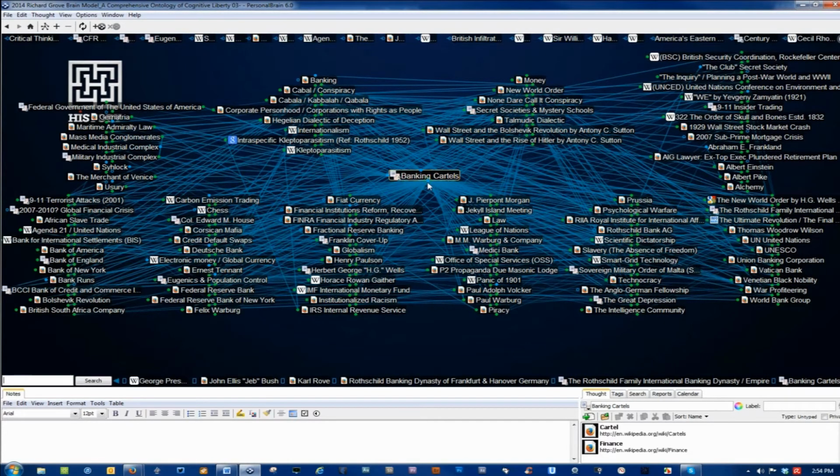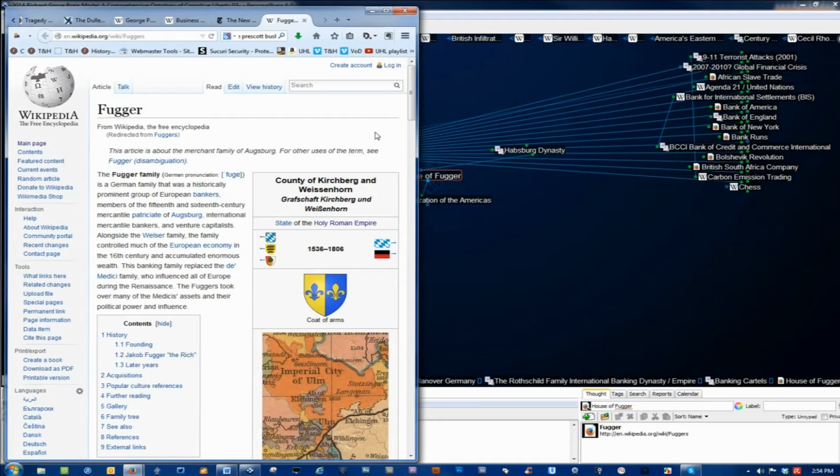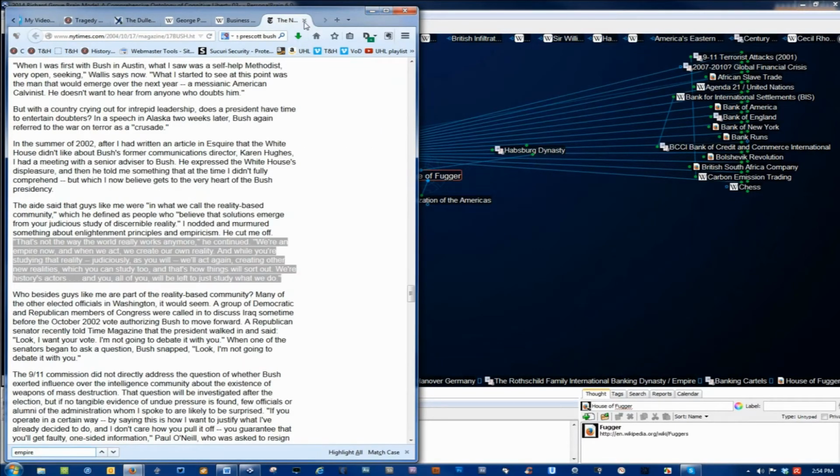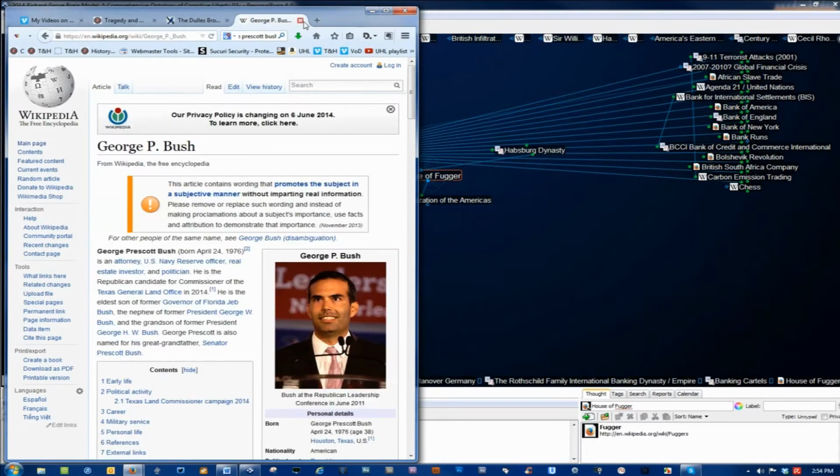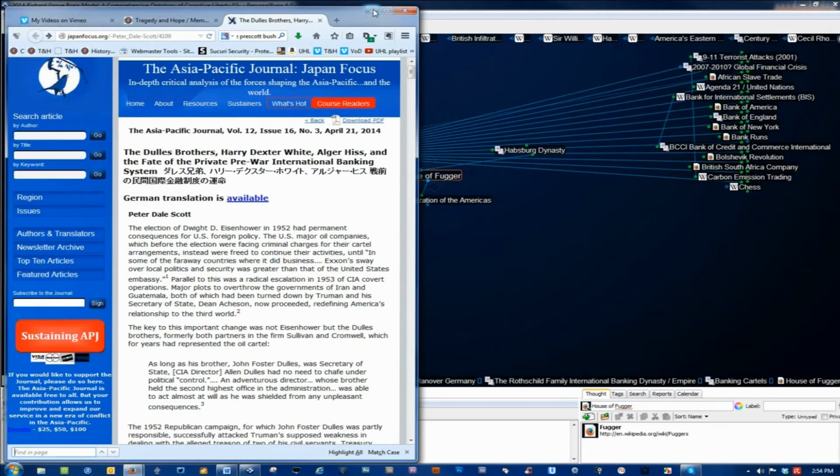There's Sullivan Cromwell. I can't remember if Dulles was even cited on this thing, but yeah, Wall Street and the Rise of Hitler by Anthony Sutton also touches on some of these ideas, and that's where I first heard of J. Anthony Schroeder, in this banking cartel that was used to facilitate the amalgamation of the Bank of International Settlements. Yeah, I think that's a very important point.